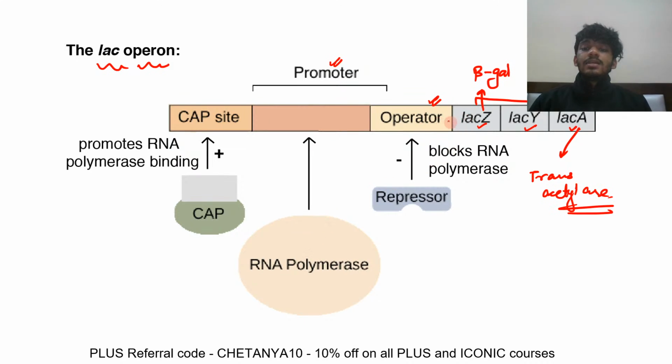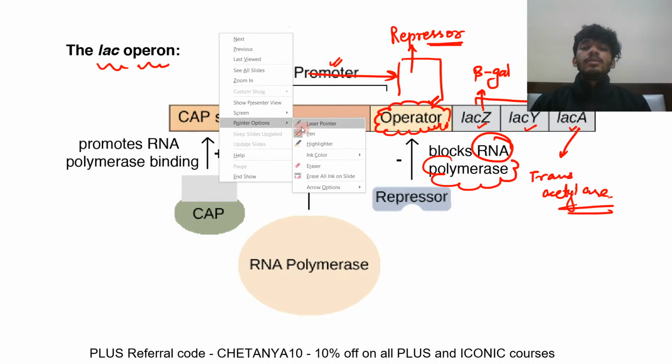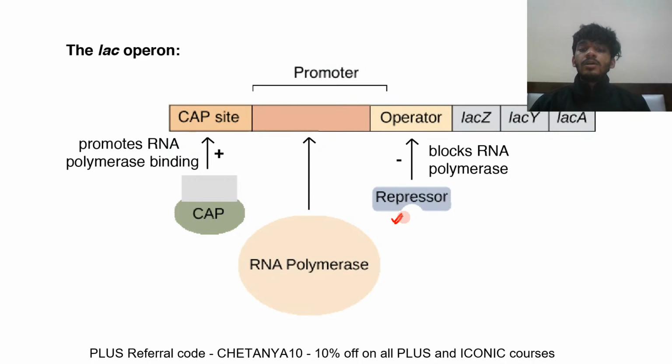Then there is an operator site. If a repressor is bound to the operator, that repressor is going to block the RNA polymerase from moving forward. And the second thing is that there is a promoter site, where the RNA polymerase actually goes and binds before it starts to move on the DNA.